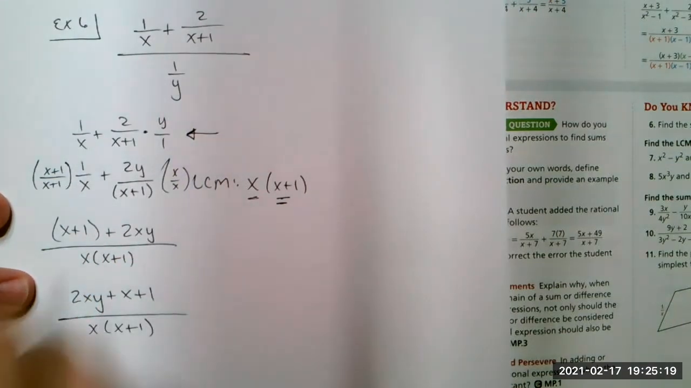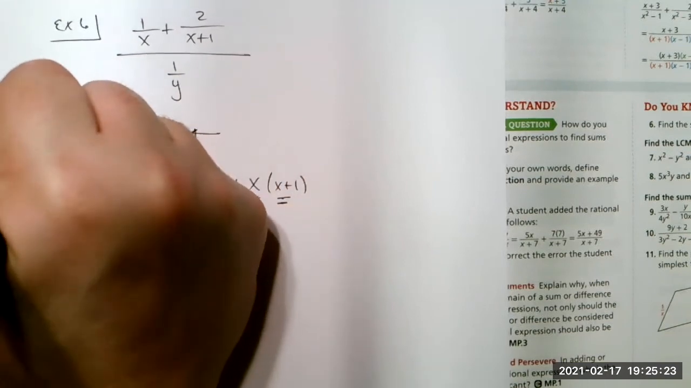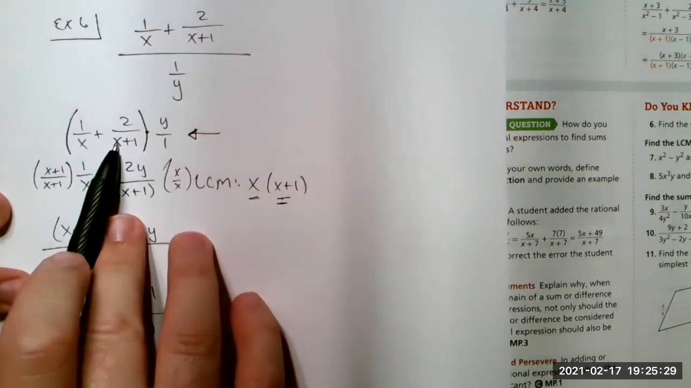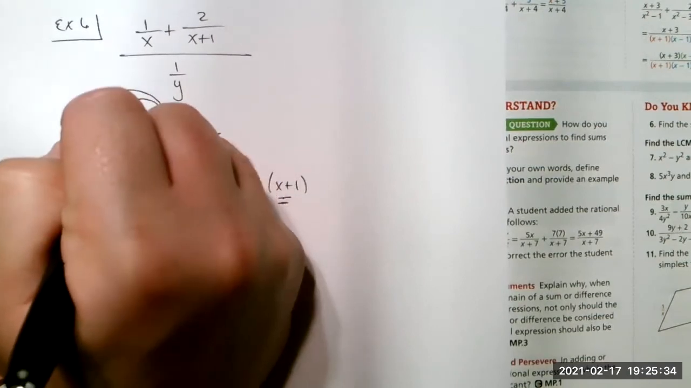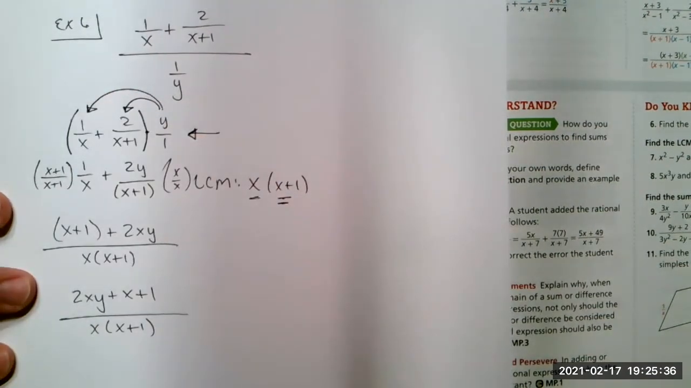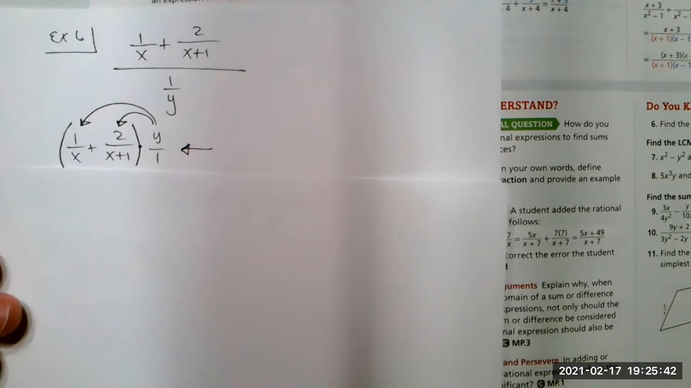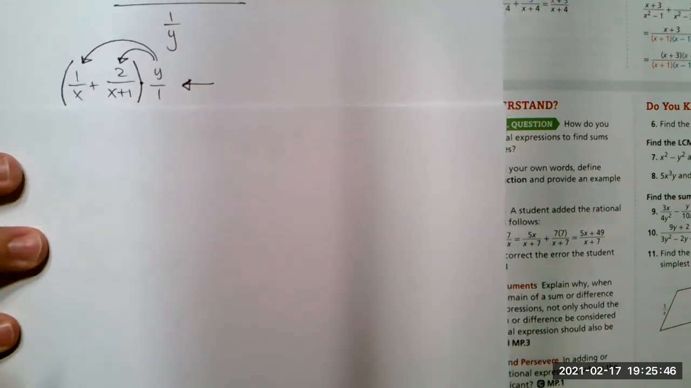But what I screwed up on, because I was just going too fast, is I need to multiply the entire numerator by y over 1, not just this second term. I need to multiply both of these by y. It's like distribution. So it's always the learning moment, right? Now I'm set up. Okay, so let's go ahead and do this.